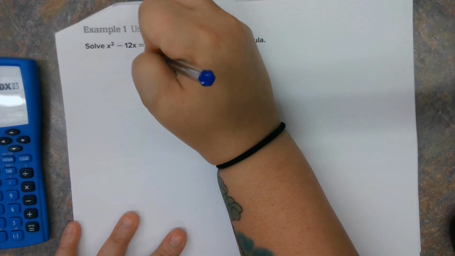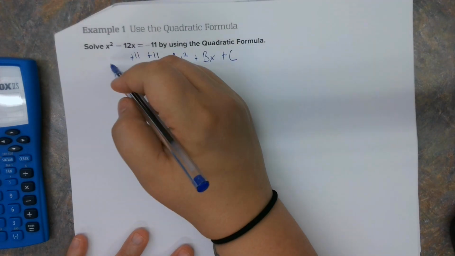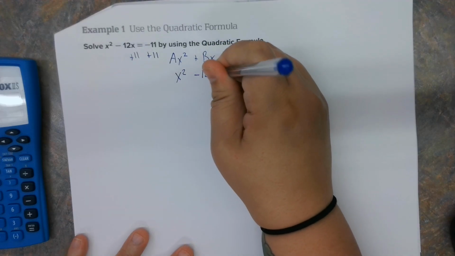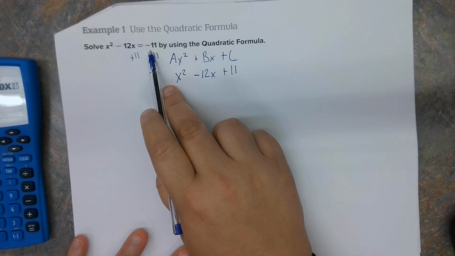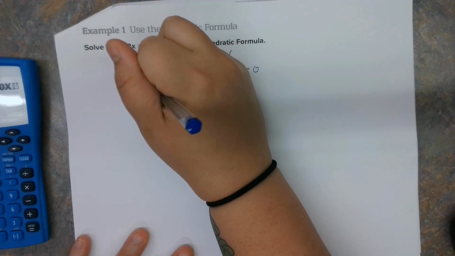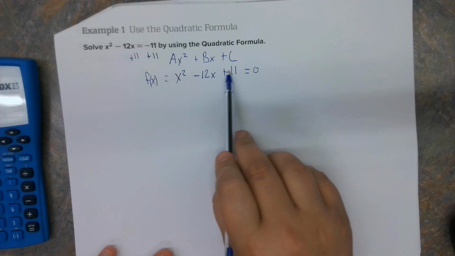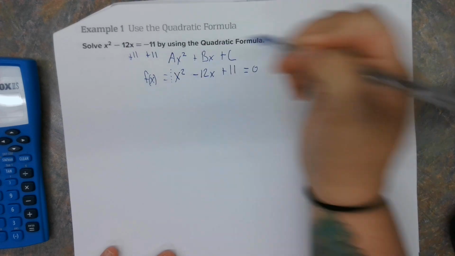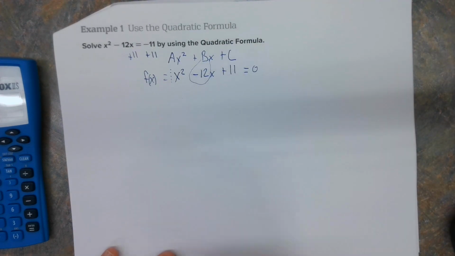So I'm going to add 11 to both sides to rearrange this formula. Now I'm going to have x squared minus 12x, because that didn't change, but I added the 11 here instead of it being on the other side of the equal sign. And now you can write equals 0, you can make this f of x, you can make this y, whatever you want, but this is the portion that we need. Everything's labeled. Remember, a here is that invisible 1, b is negative 12, and c is the 11.